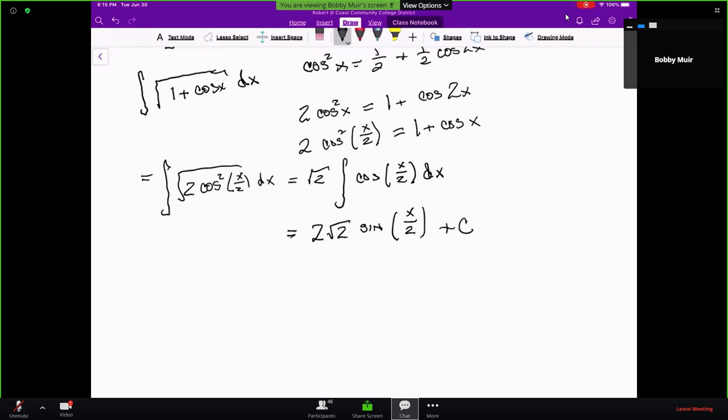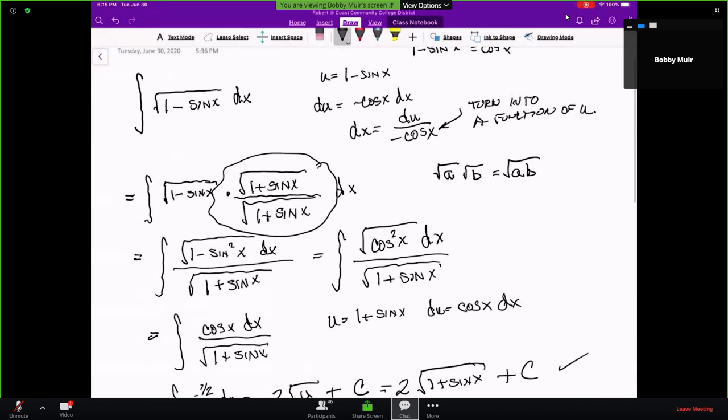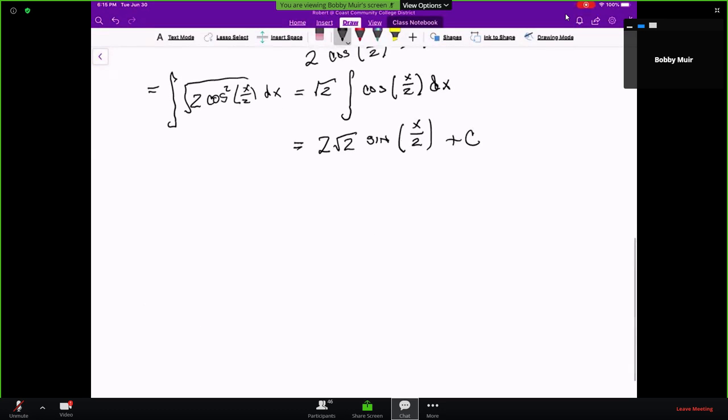Plus a constant c. Okay. All right, so this integral right here, there's a couple of different ways to do it. And when we get into the polar curves and we start computing arc lengths and stuff like that, we're going to be dealing with these things the way that you see them, okay? So the original question was 1 minus sine, okay? So here's version number 2 on how to do this problem, okay?